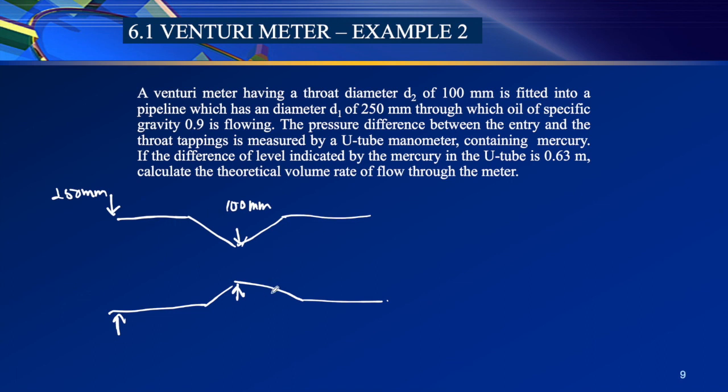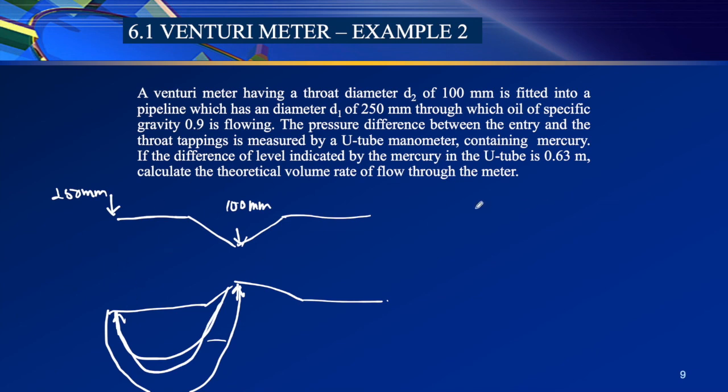The pressure difference between the entry and the throat tapping is measured by a U-tube manometer containing mercury. If the difference in level indicated by the mercury in the U-tube is 0.63 meter, calculate the theoretical volume flow rate. Before that, you have to draw the U-tube manometer, so you have to know what the elevation, the difference in level, is.